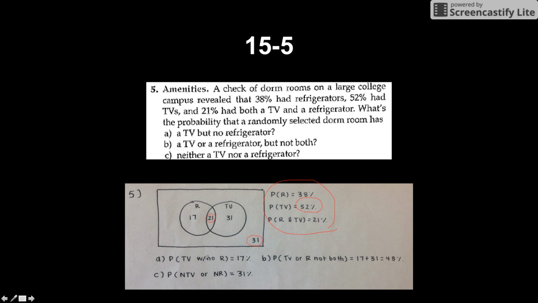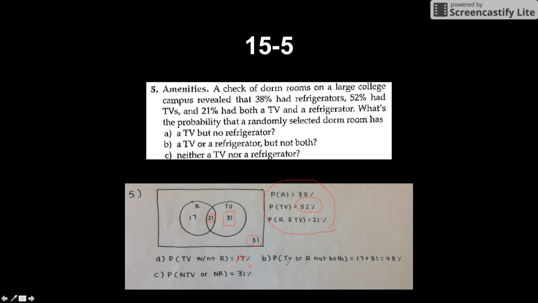TV with no refrigerator, okay. TV with no refrigerator is actually 31%. I'm sorry about that. That is not right there. So that's 31%.